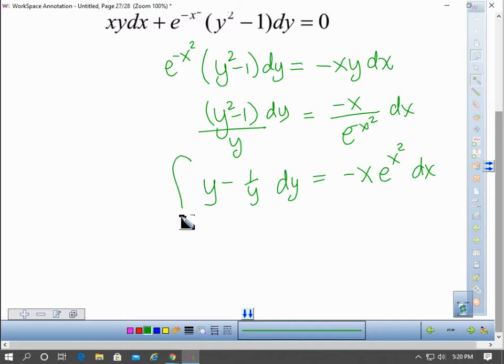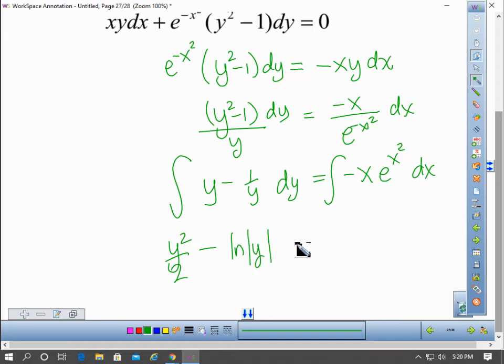So now I'm going to integrate both sides. The antiderivative of y is going to be y squared over 2 minus the antiderivative of 1 over y, which is the natural log of the absolute value of y, equals. Over on this side, I might do a u substitution.